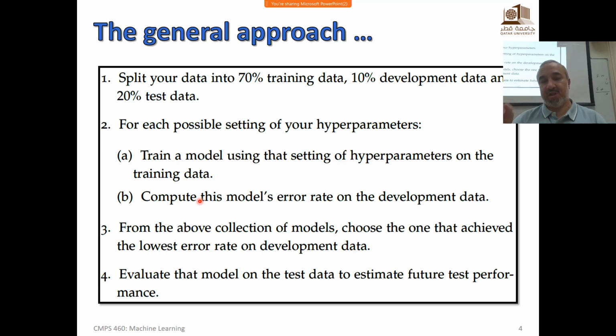No, we'll not go through step two twice. Actually, step two is very general. It doesn't say that it's just one hyperparameter. It says the possible setting of your hyperparameters. So if we have two, then every combination of the values of the two hyperparameters, you loop over them. Let's say that we have two hyperparameters, P1 and P2. There are three possible values for P1 and five possible values for P2. We want to pick the best among them. So how many pairs can we have? 3 times 5, right? 15 pairs.